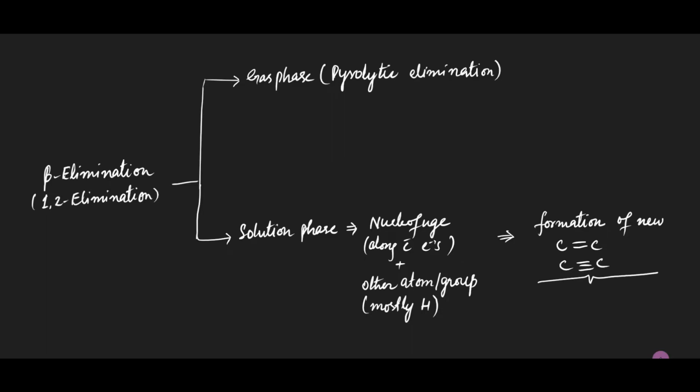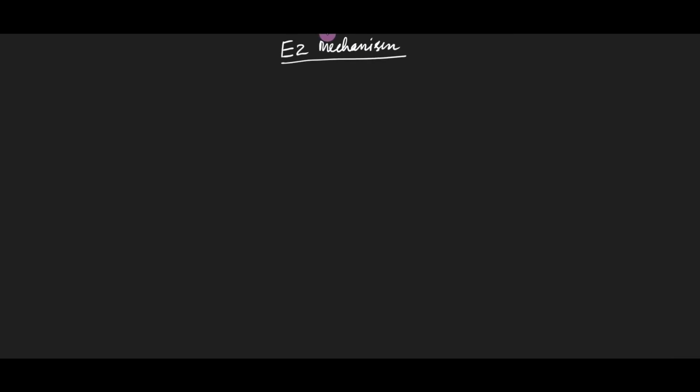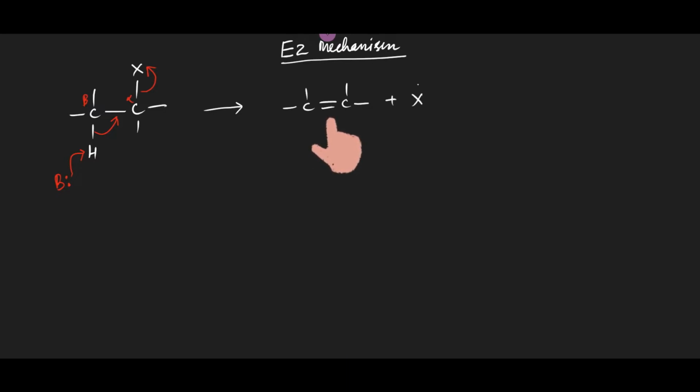This happens by any of three types of mechanisms: E2, E1, or E1CB. We will discuss the E2 mechanism first. Consider this molecule. X is the leaving group here. This carbon must have hydrogen attached. This is called the alpha carbon, and the immediately attached carbon is called the beta carbon, which has hydrogen attached. Base abstracts this beta proton, so that its bonding pair is retained to form a double bond between alpha and beta carbon. And at the same time, X leaves along with the bonding pair. This results in the formation of a new pi bond between the two carbons which lost the two atoms.